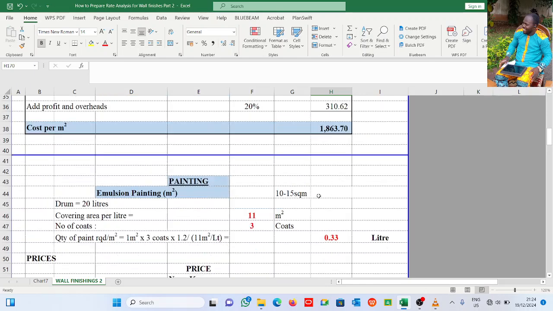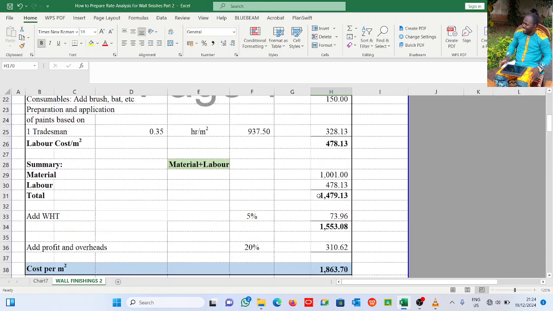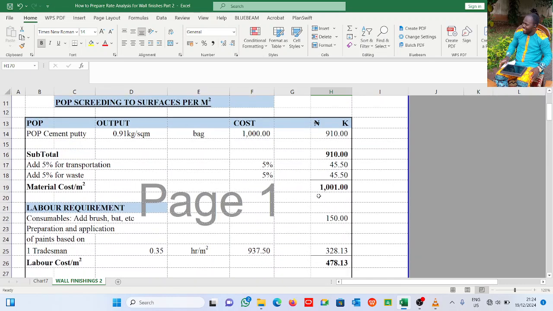I hope this helps you both in your academics and in your professional career. These classes are a guide. If you want to use any of our templates, all you need to do is check the current material price at that time, just change the material price and you see every other thing changes automatically, and then you get the rate for that item of work.